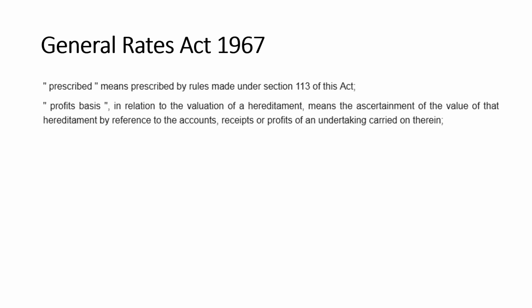Profit basis, again, that would be commercial. In relation to valuation of a hereditament, it means the assessment of the value of that hereditament by reference to the accounts, receipts, or profits of the undertaking carried on therein. Again, this is alluding to the fact that you're dealing with commercial property, and therefore the General Rates Act 1967, so far from what we've looked at, does not apply to a private dwelling.